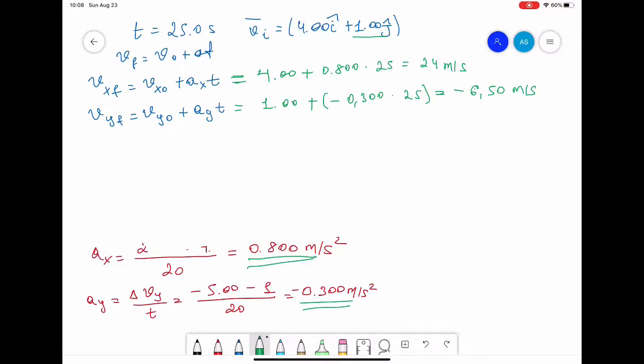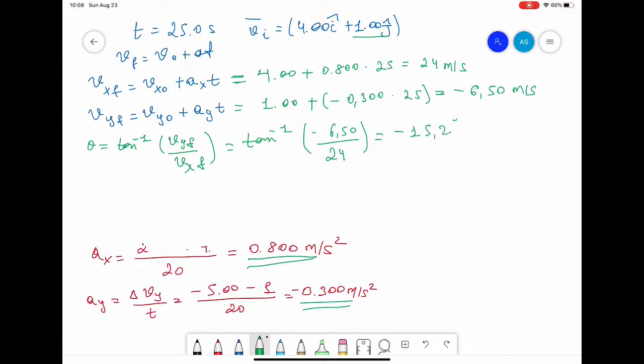Okay, now here you can know in which direction it's moving. For the final velocity, again, you have to use theta. Theta is equal to inverse tangent of v y final divided by v x final. That means inverse tangent, v y final was equal to minus 6.5, v x final was equal to 24. Now if you do the calculation, you should get that your theta is minus 15.2 degrees.